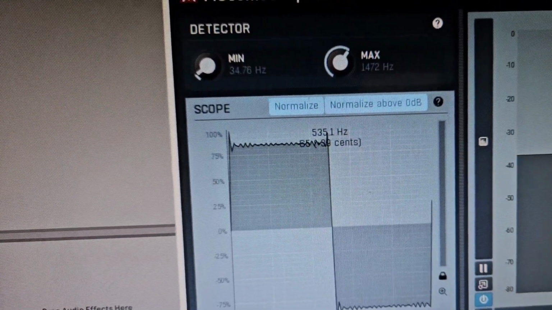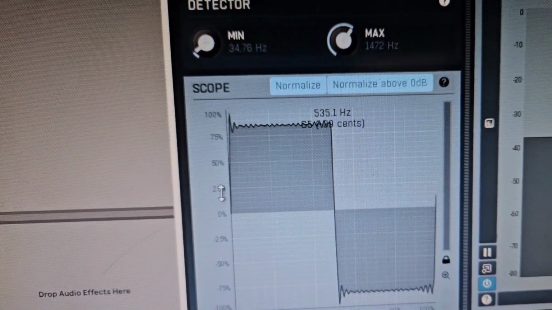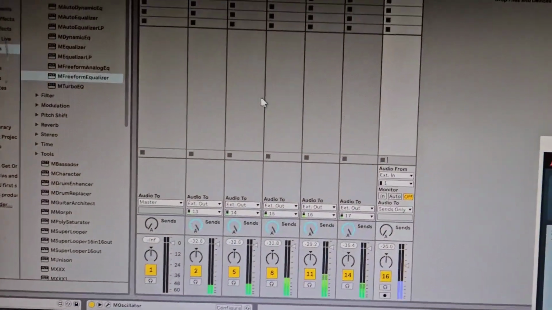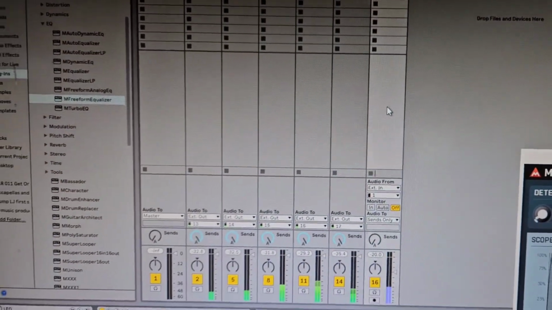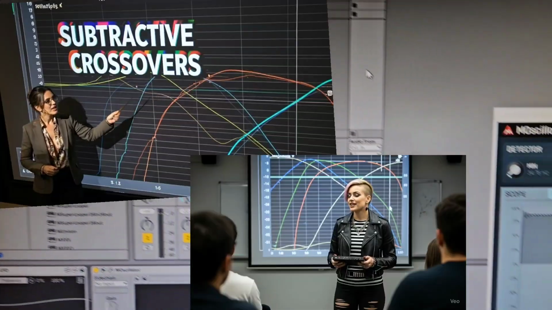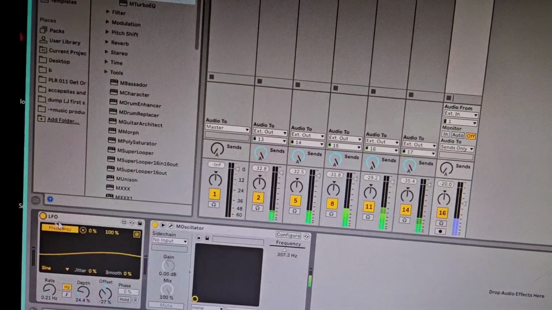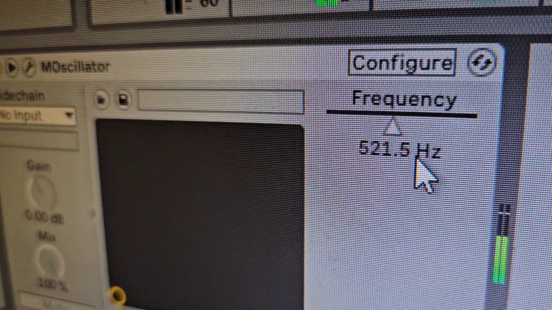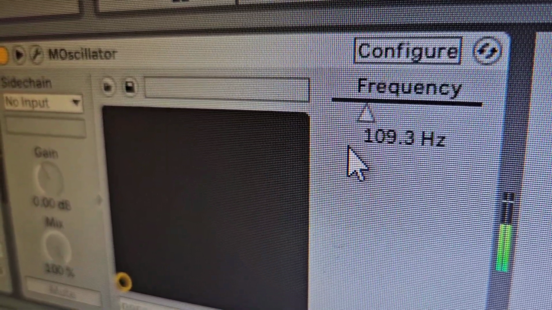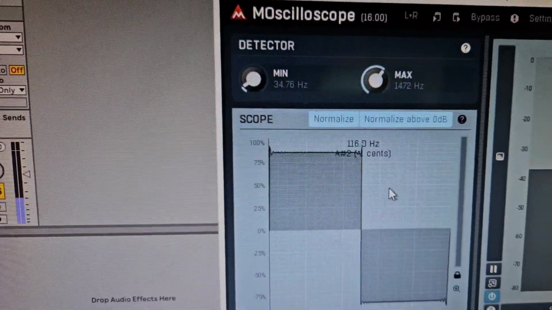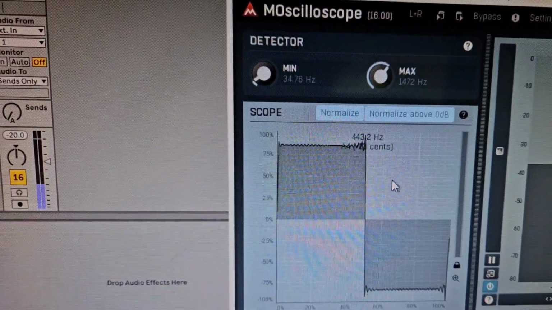This is an oscilloscope on a square wave at about 535 Hertz, running through a summed perfect 5-way subtractive crossover simulation. And I'm also going to be putting an LFO on the pitch. So now the frequency is going up to about 500, down to about 100, and as you can see it remains square as it goes up and down through the crossover network.